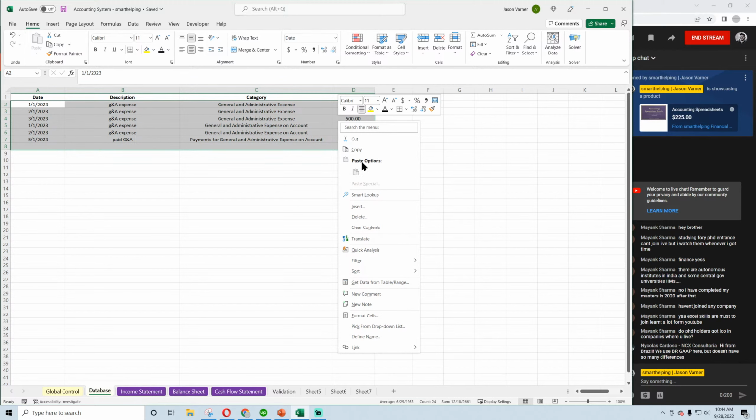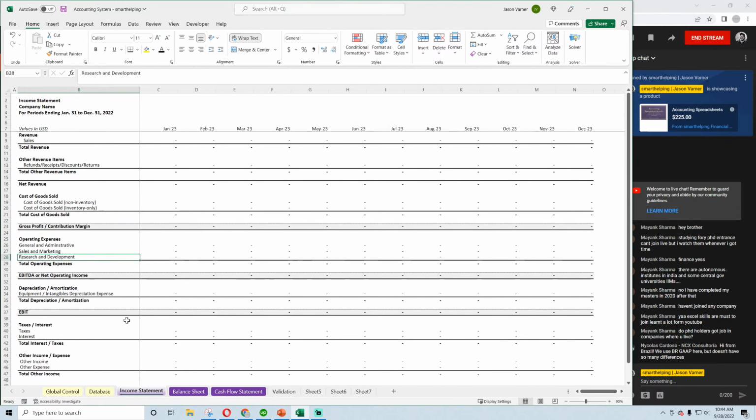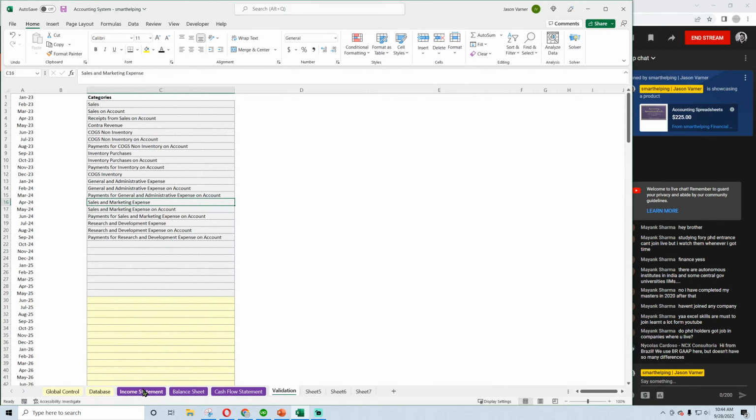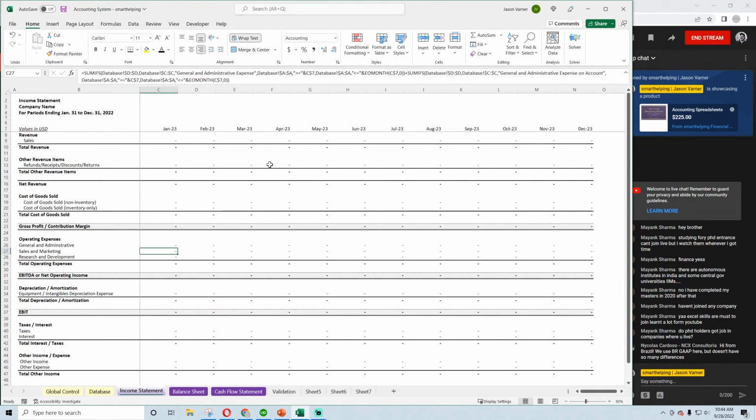Let's start coding these. Same logic, different type of expense. Let's just drag this down. But now we change this to sales and marketing expense and sales and marketing expense on account. Sometimes to go slower is to go faster. If I had gone slower on that last coding and not had those spelling errors, I would have actually finished quite a bit faster. So let's go real slow here on the spelling.